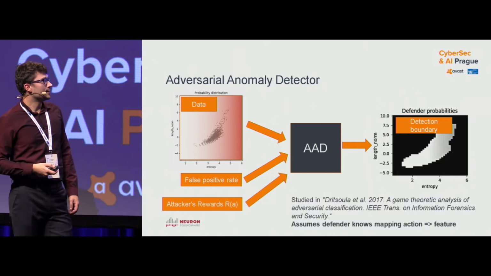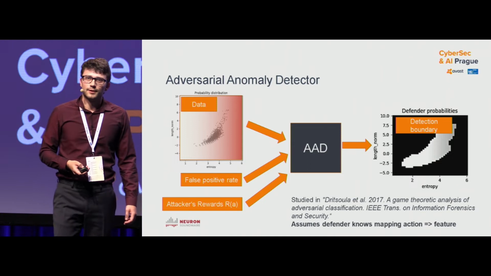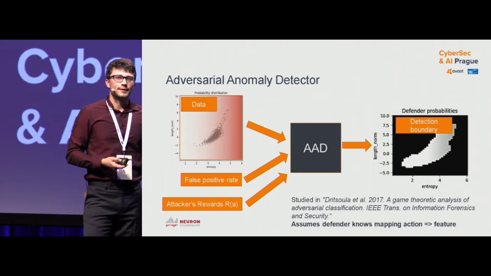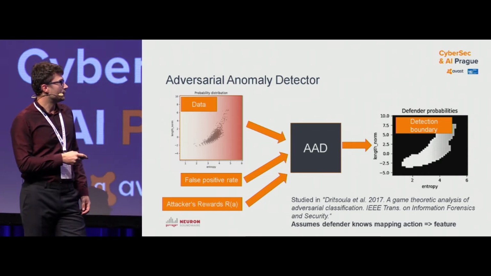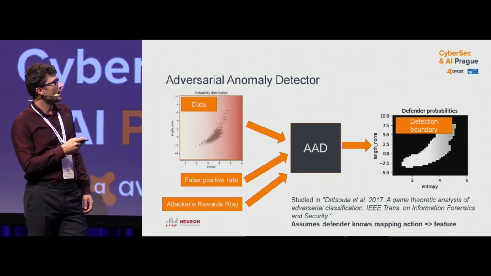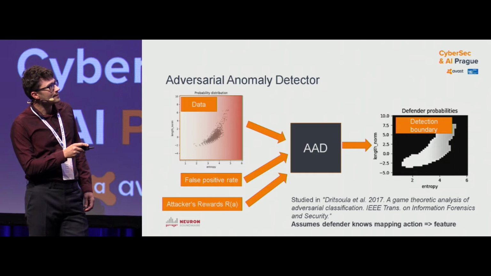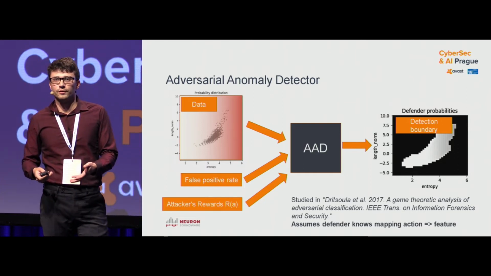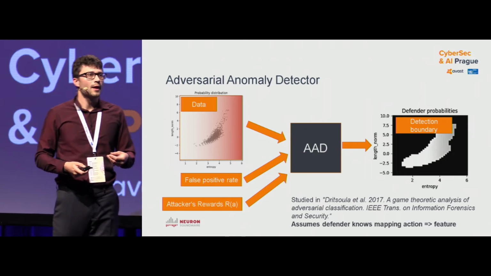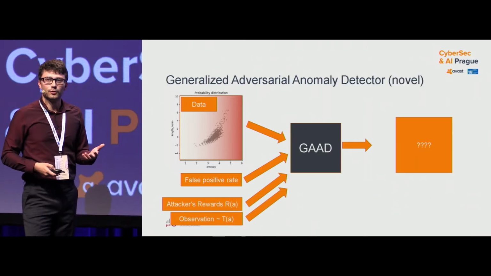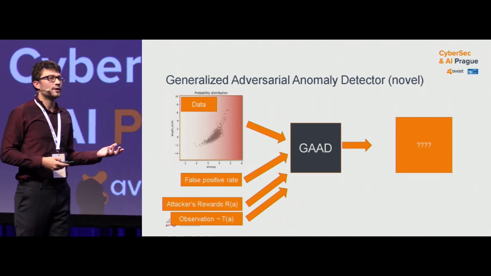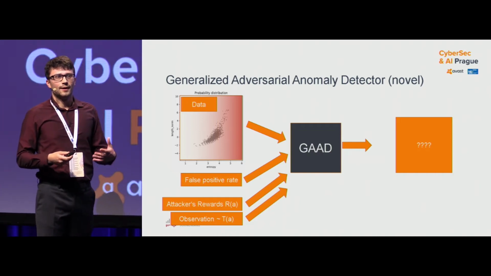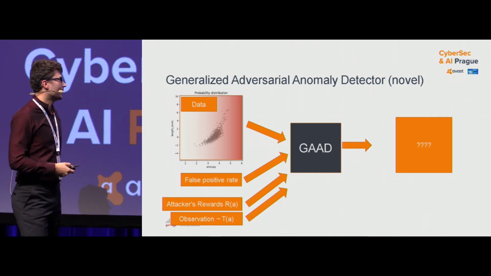However, this case was studied by Dritsula in 2017, and there is one drawback: it assumes that for a given attacker's action, we know where it lands in the feature space, and we know exactly the reward function of the attacker for each of his actions. However, the problem is that this might not be true, and therefore we developed a generalized adversarial anomaly detector, which I will present here briefly.